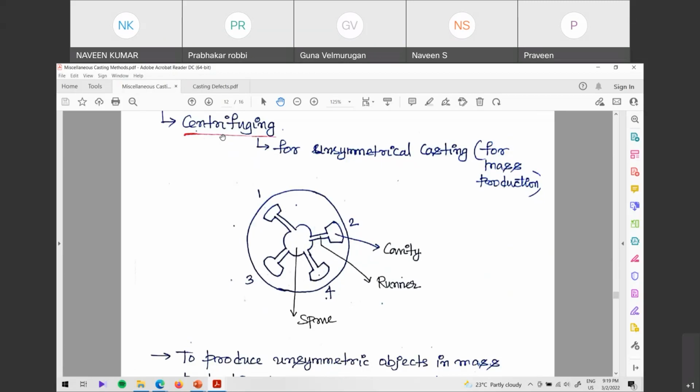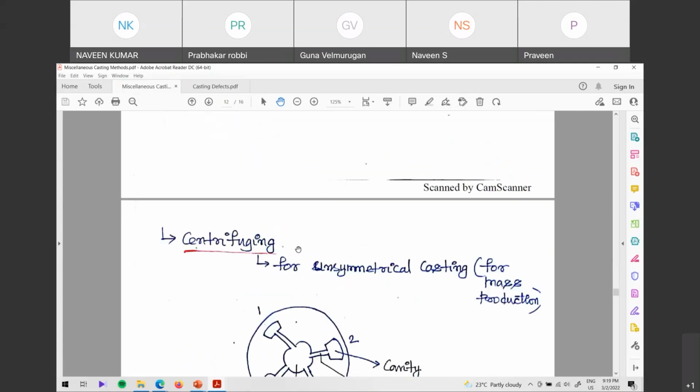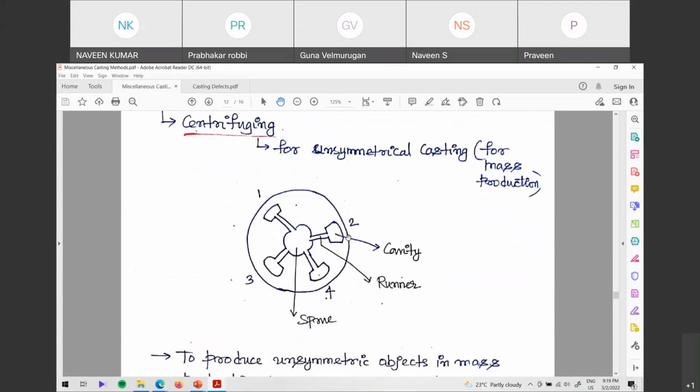And why is it called centrifugal? Centrifuging. So you can say that, sir, this is also semi-centrifugal. Yes, but there we saw axisymmetrical objects, but this is non-axisymmetrical objects. This object is not axisymmetric, right? But still you are trying to manufacture this by using centrifugal forces. That is the reason why centrifuging is used, and this is used for mass production. Hope you are understanding the differences between true centrifugal, semi-centrifugal, and centrifuging. Is it okay, guys?